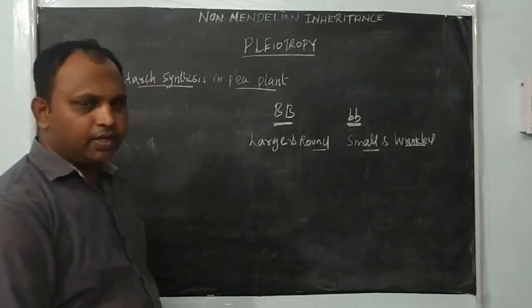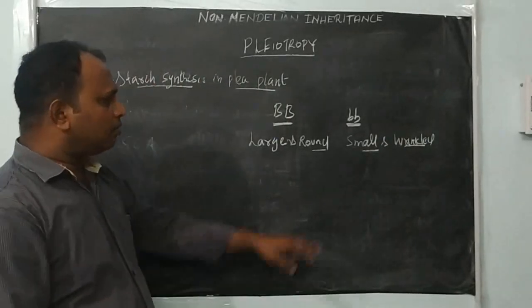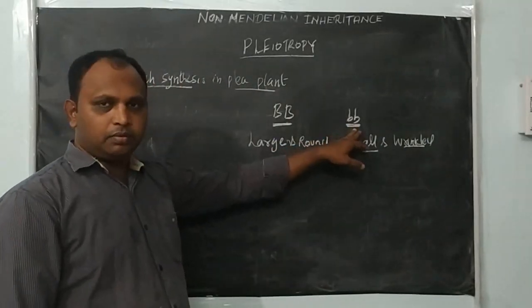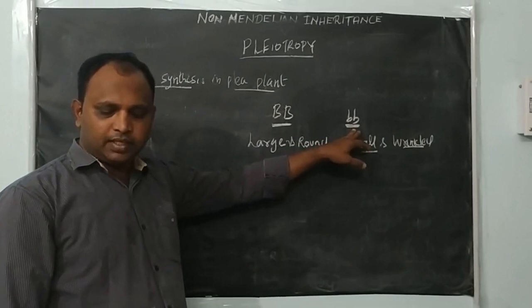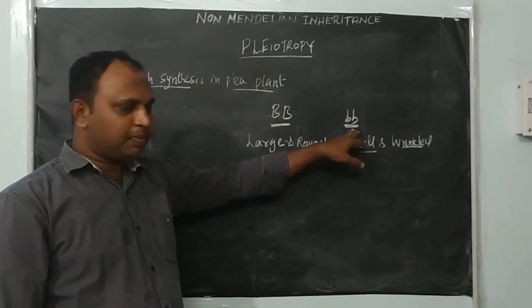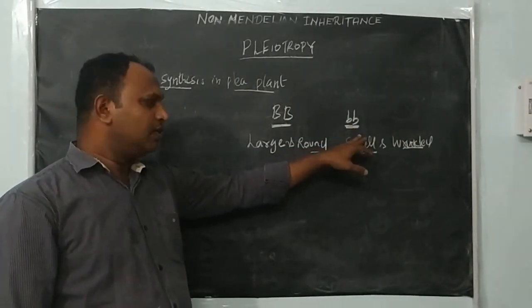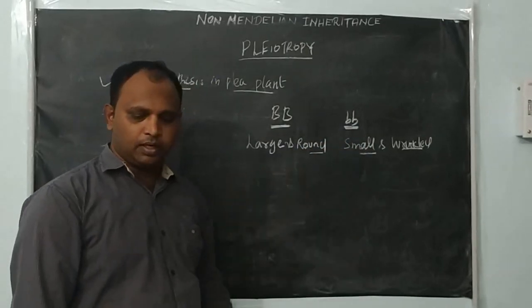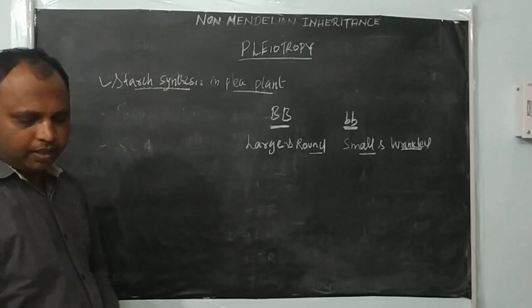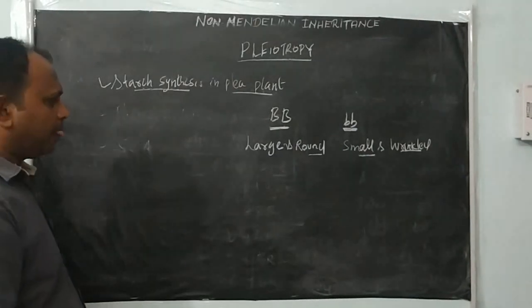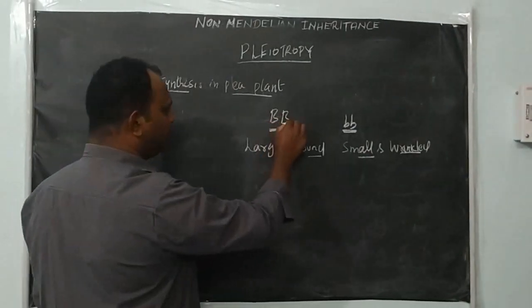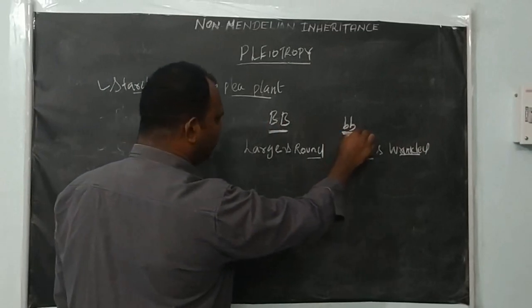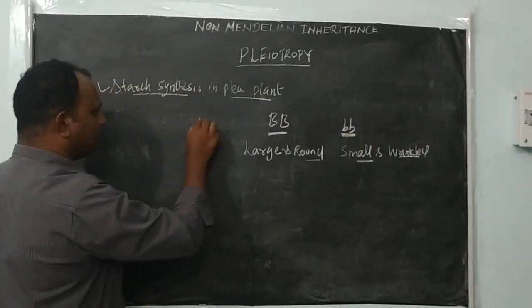Why are the seeds very small? Because these are recessive alleles, the starch synthesis is less efficient. Starch synthesis in this plant is less efficient, so the seeds look very small in size and also wrinkled. So when we make a cross in this particular gene, see, if these are pure breeding pea plants, these are also pure breeding pea plants. This is the parent organism, right?